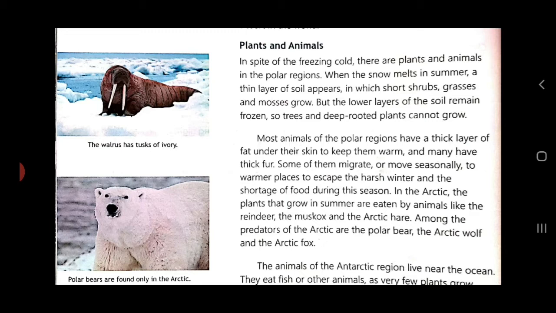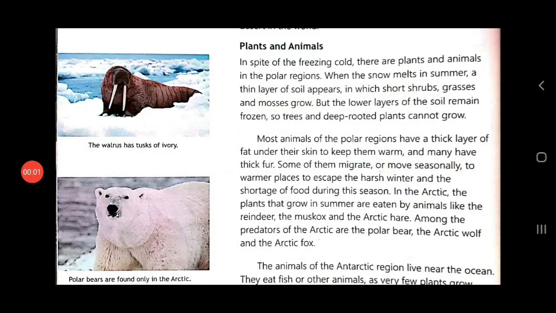यहाँ पे जब winters start होती है, then it is extremely cold. Okay, so what do these animals do? ये जो कुछ animals है वो migrate हो जाते हैं, वो warmer places की तरफ चले जाते हैं. Okay, to escape means बच के जाना यहाँ के harsh winter से, okay, and the shortage of food during this season. Now during this time there is shortage of food also. तो इतनी ठंड, food भी नहीं मिलना. So what do? Some animals move towards these warmer places.